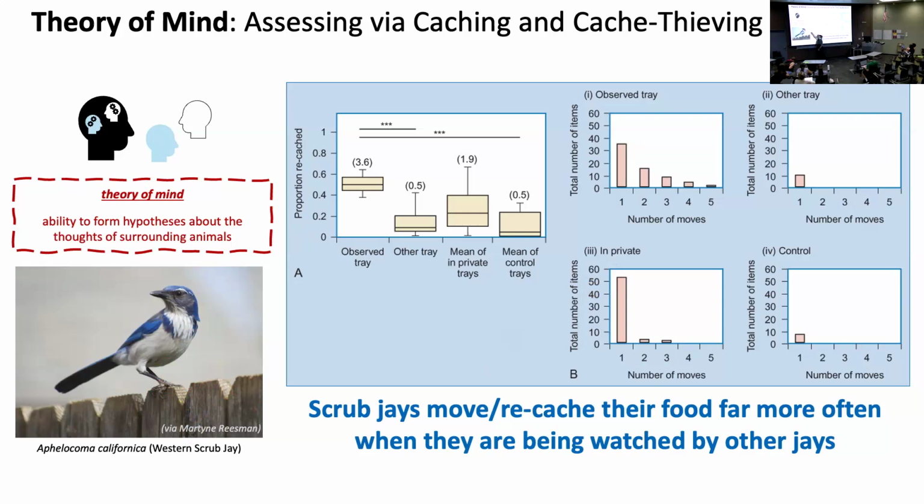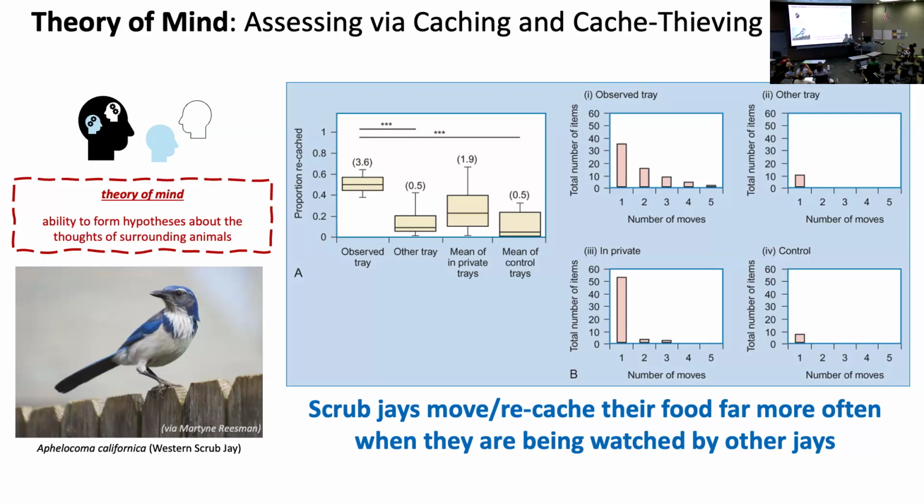So in this particular case, they give scrub jays the opportunity to bury food in laboratory setups in one of two conditions, either while they're being observed by other birds or not. And when they're in the trays that have observers, then the scrub jays will frequently bury their stuff, and then they'll go back and pick it up and rebury it. And they'll do that over and over again. But if they have no observers, then they just bury it once.